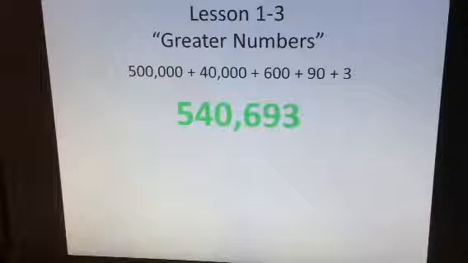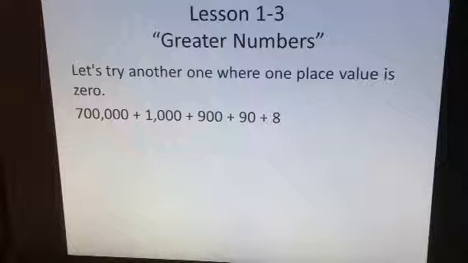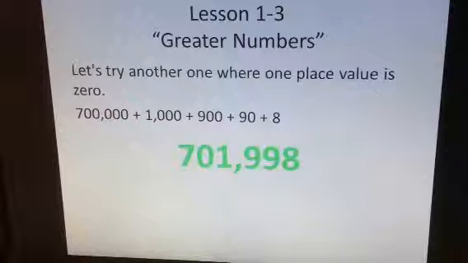Here's how you write that number in standard form. Notice the 0 in the thousands place. Let's try another one where the place value is 0 in one place. There it is in standard form. Notice the 0 in the 10,000s place because there's no number followed by 4 zeros.